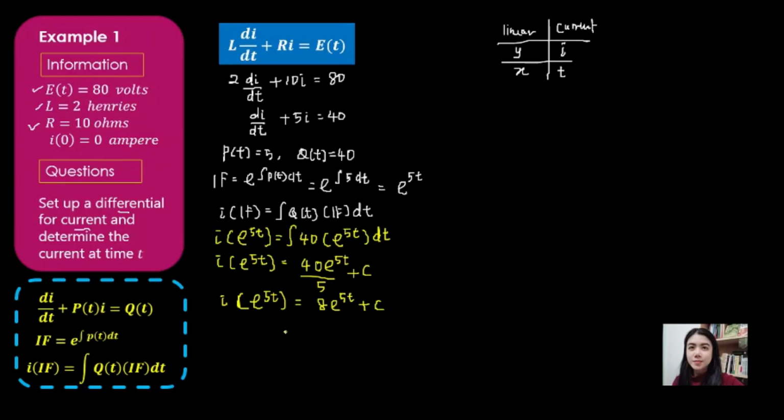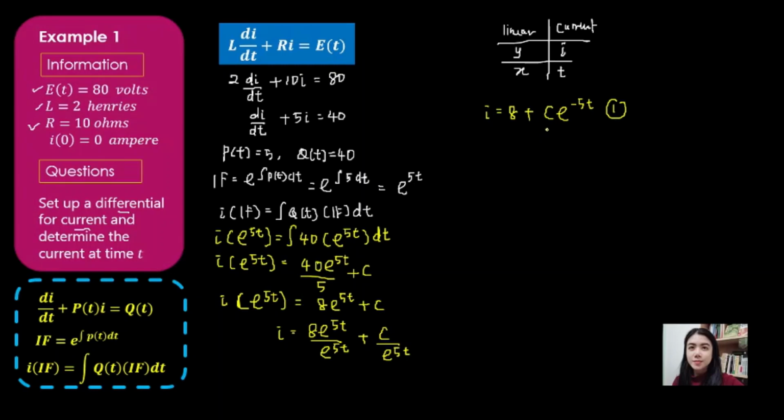Now divide all of them by e to the power of 5t. So we will have 8 e to the power of 5t divided by e to the power of 5t, plus c e to the power of 5t divided by e to the power of 5t. If you simplify it, we have I equal to 8 plus c e to the power of minus 5t. Let's name it equation number 1.